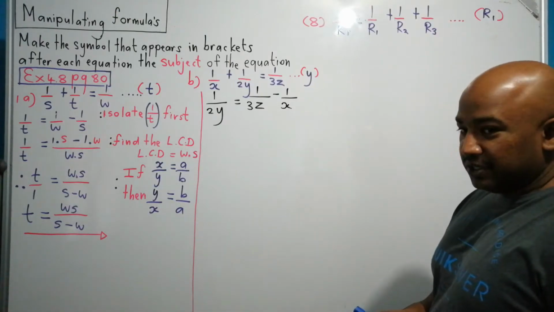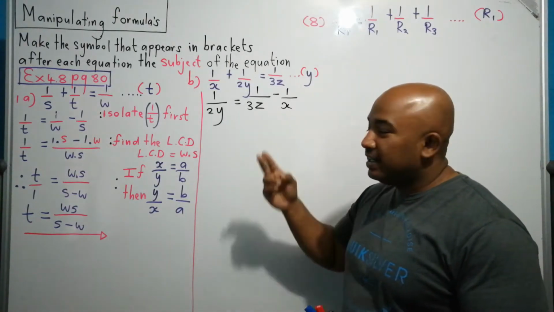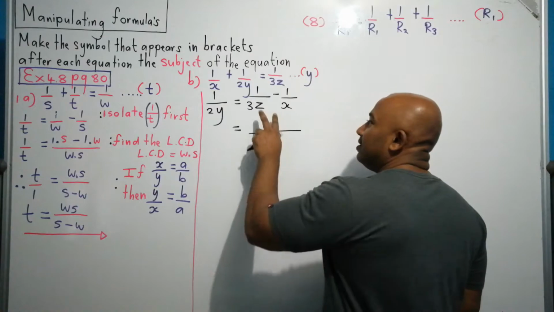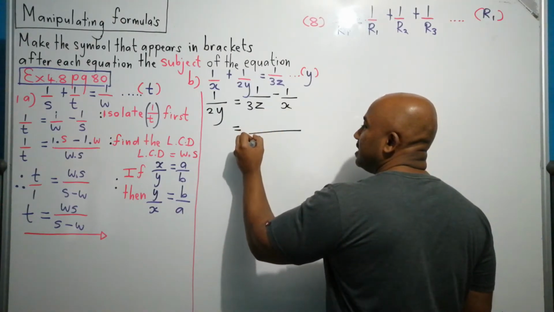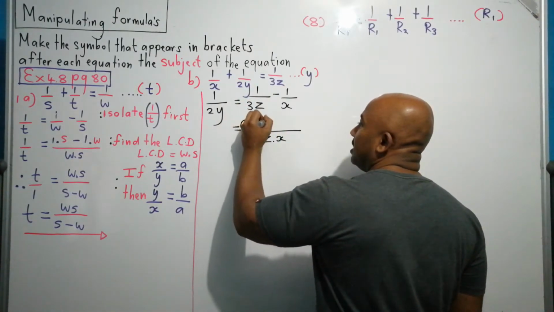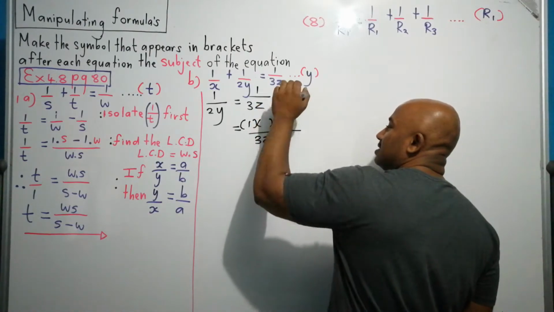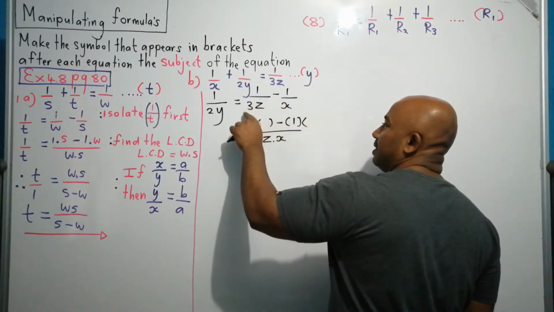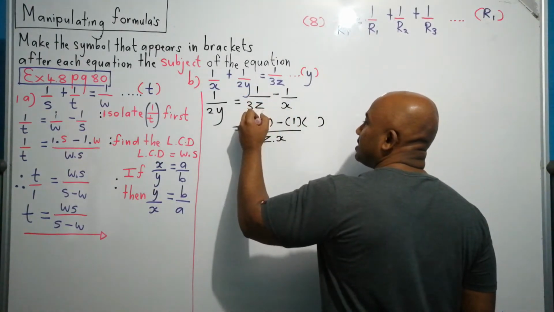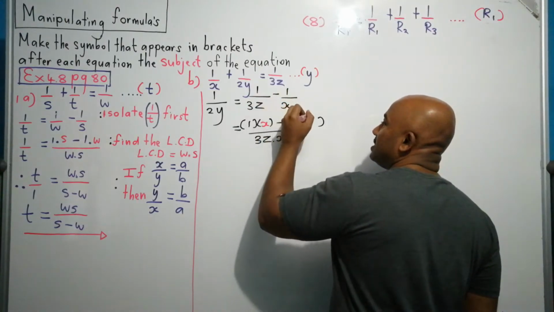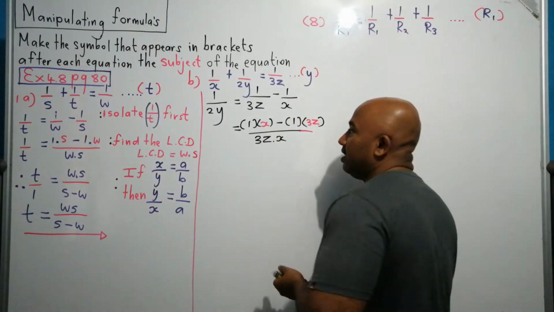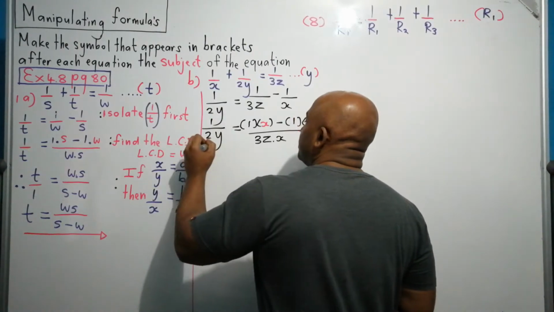Now what do I need to do? I need to find the LCD on the right hand side. All I will do is multiply these two denominators. That's going to be 3z times x. So this one needs to be multiplied by this denominator, and this numerator 1 will have to be multiplied by that denominator there. Therefore we have 1 times x, and this will be 1 times 3z. On the left hand side you still have 1 divided by 2y.